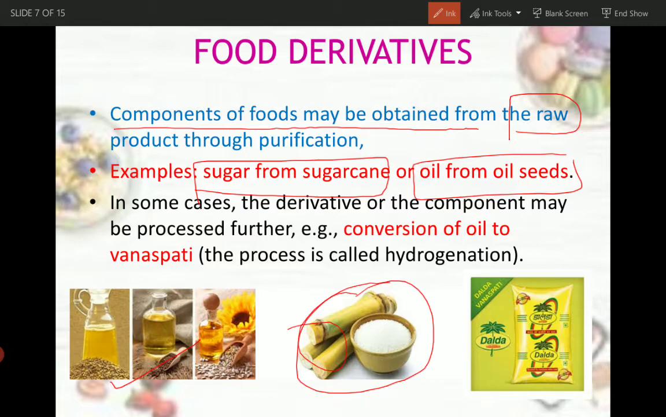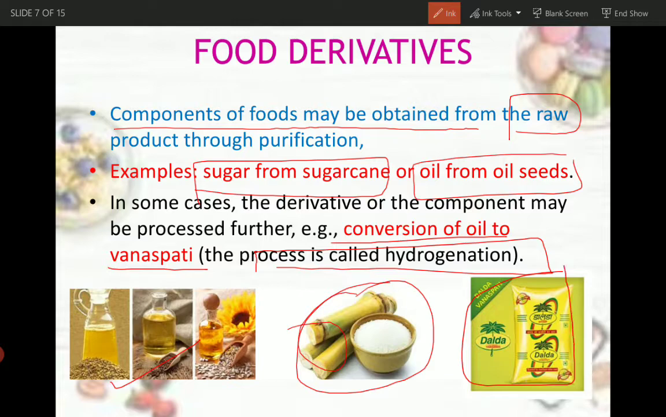In some examples, the derivative of the component may be processed further. For example, conversion of oil to vanaspati. We call this hydrogenation. Hydrogenation, because like oxygenation, we provide hydrogen to the oil, and here the bonds are broken and we convert oil to vanaspati.